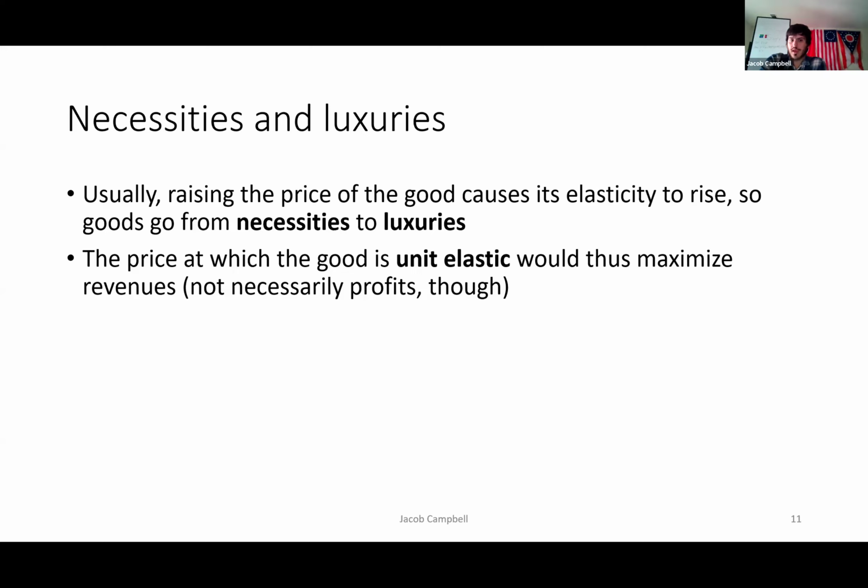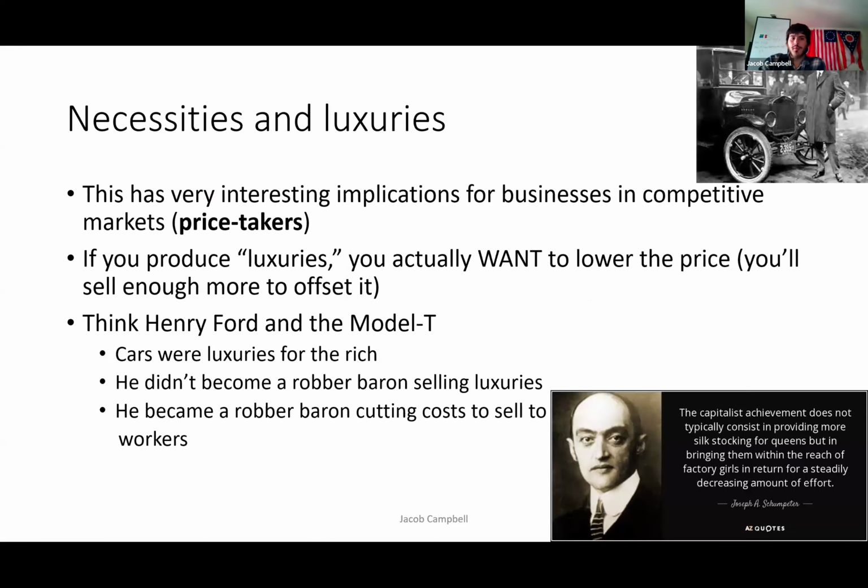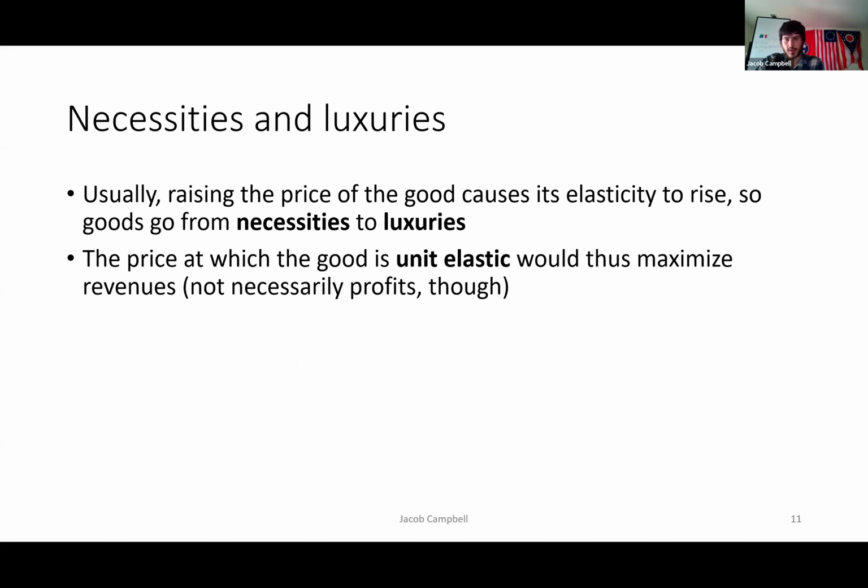And the price at which the good is unit elastic is going to maximize revenues, not necessarily profits, because profits depend on both revenues and costs, but it's going to maximize revenues. We'll come back to that in another video. I want to have a natural stopping point so that these videos aren't too long.